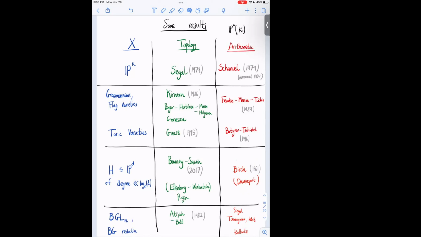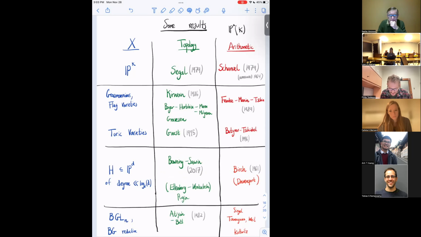So if you have a hypersurface in PD that has degree less than log 2 of D, there's some work of Browning and Sawin that takes these techniques that Birch used to do this and tries to transfer them at least partway over into topology. They developed a circle method building on work of Ellenberg, Venkatesh, and also of Pugin.